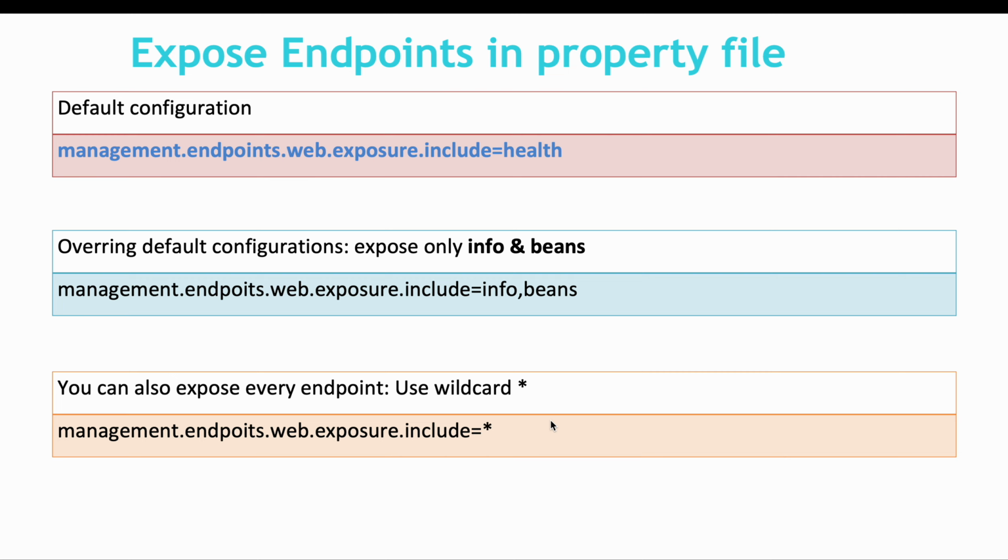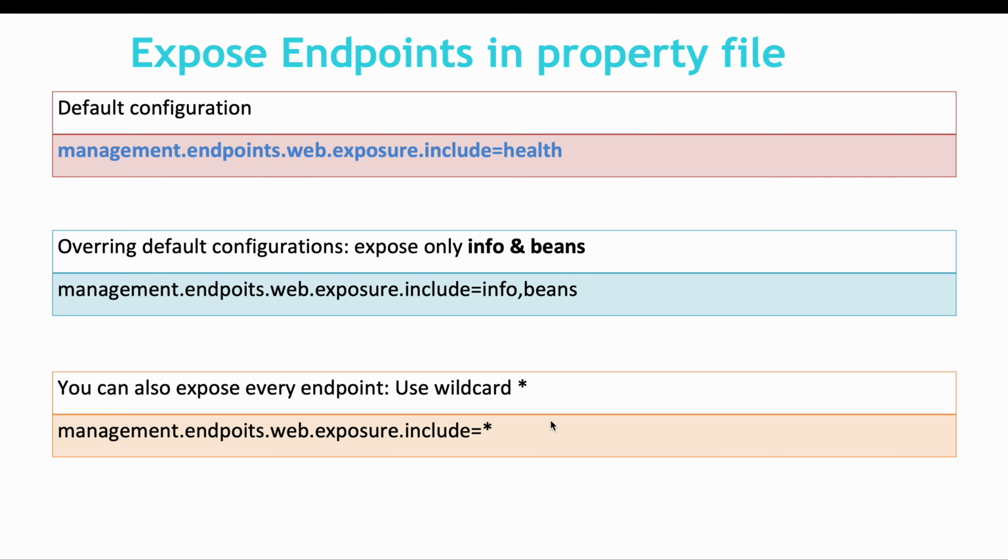You'll achieve that by just saying management.endpoints.web.exposure.include info, beans. So you're only exposing those two endpoints. You have overridden the default configuration.